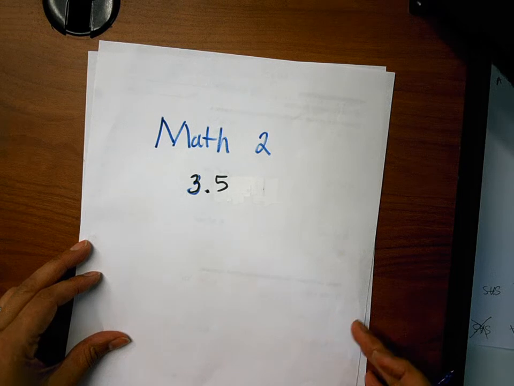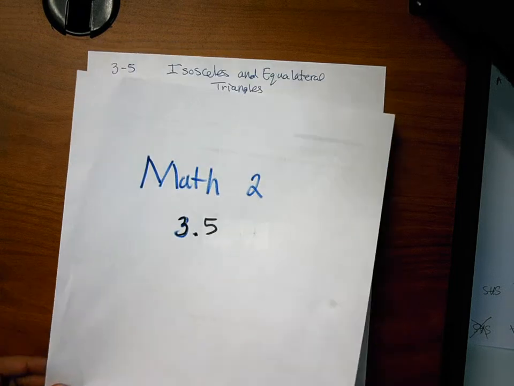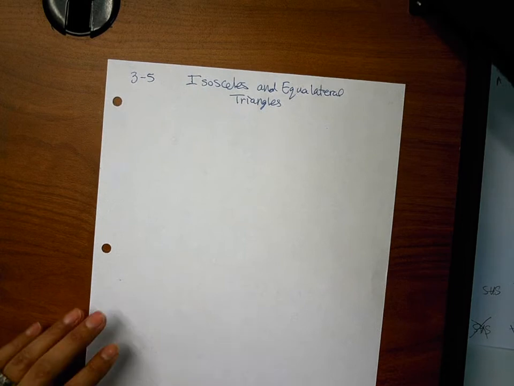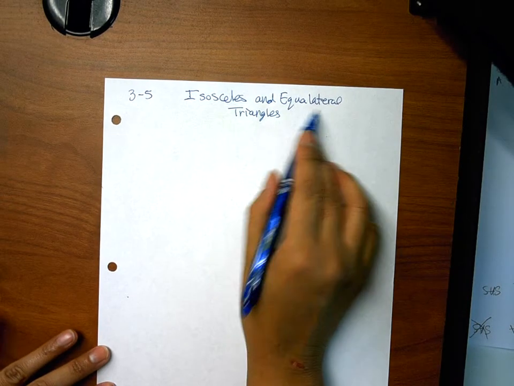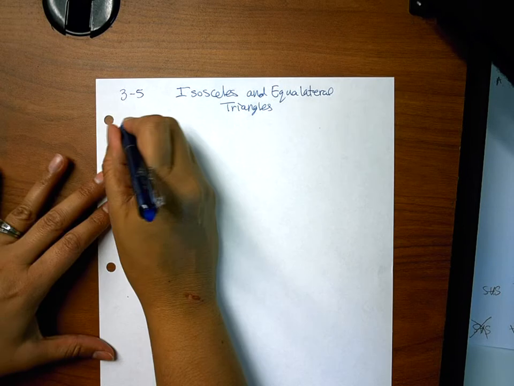This is Math 2, 3.5 notes. That's Unit 3, Lesson 5. The title of the notes today is Isosceles and Equilateral Triangles. All right, first theorem.